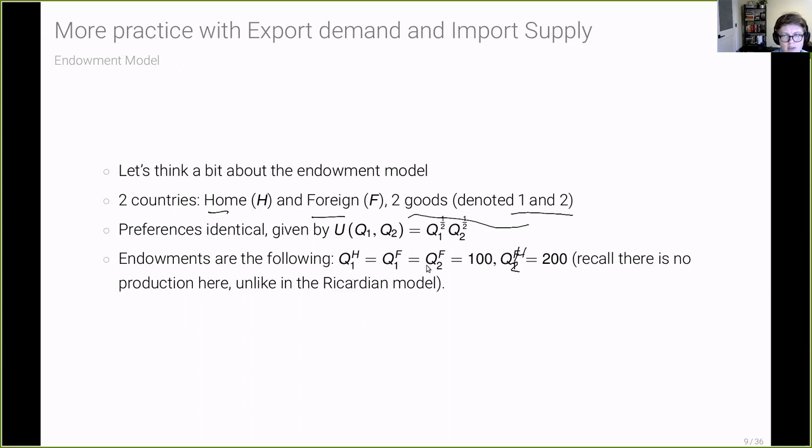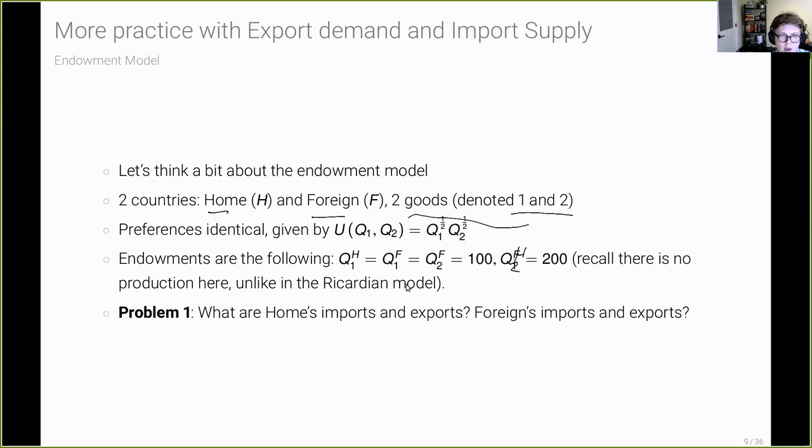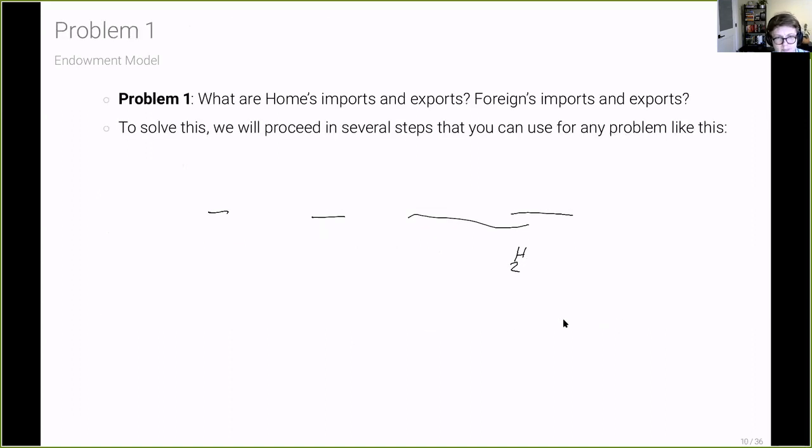So endowments are the following: home and foreign both have 100 units of good 1. Foreign has 100 units of good 2, and home has 200 units of good 2. Apologies, I thought I fixed that typo there. So now the question we're going to ask is what are home's imports and exports, and what are foreign's imports and exports as well.